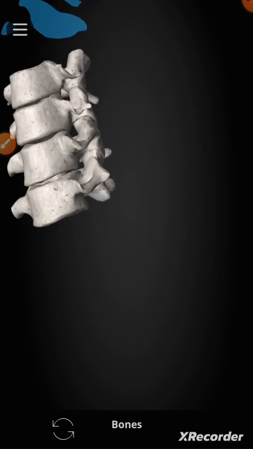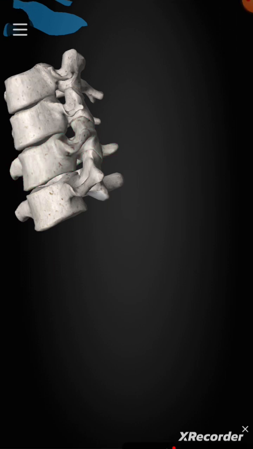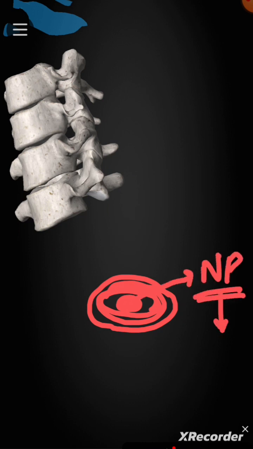Now this intervertebral disc has a nucleus pulposus inside, and it is surrounded by annulus fibrosus rings. One more thing, this nucleus pulposus is a remnant of notochord, don't forget it.